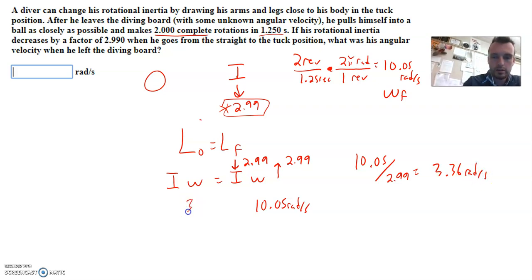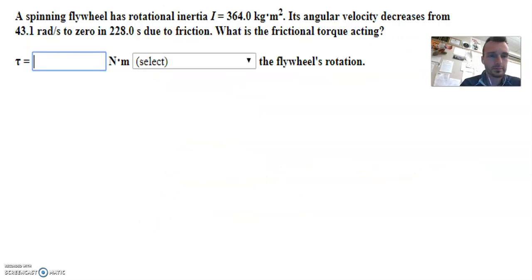If you plug that back in over here, 3.36 radians per second, and we call this I, well, it decreased by a factor of 2.99. So really you could check it by saying, okay, it was 2.99. Now it decreased to that factor of 1. And so that factor change there is going to give us our final result here for the spinning speed beforehand.